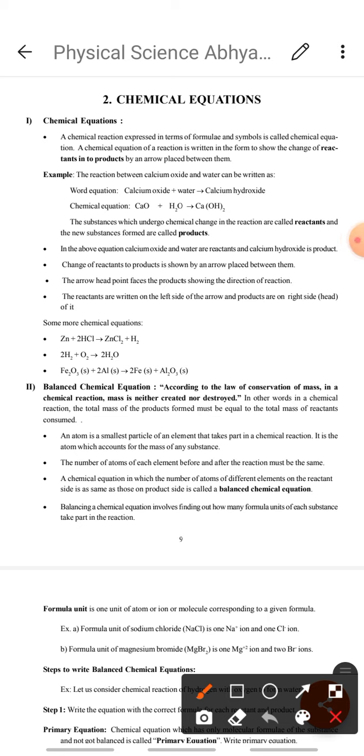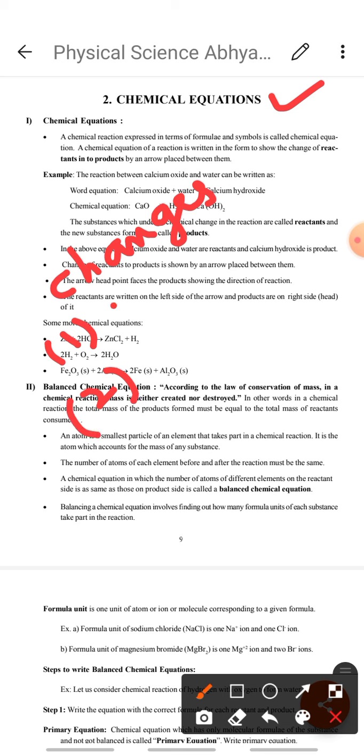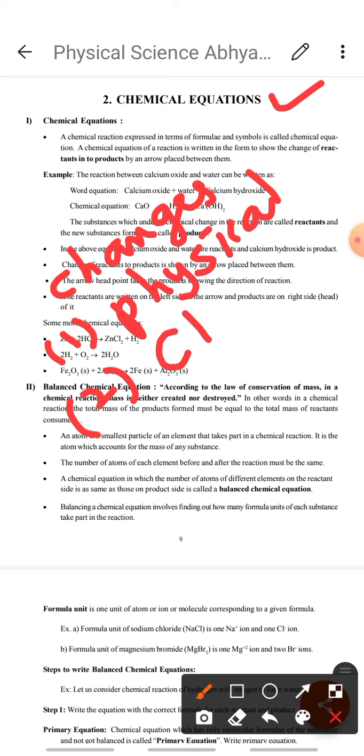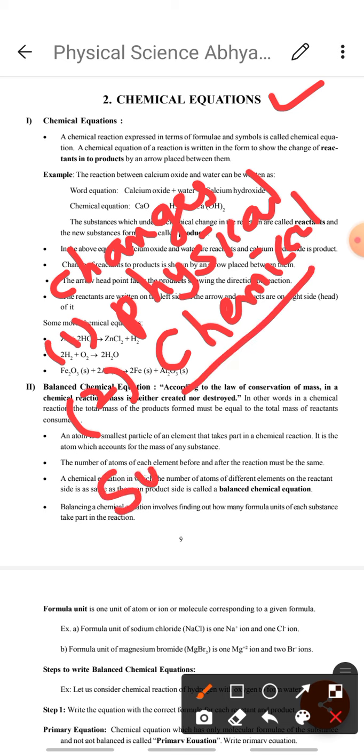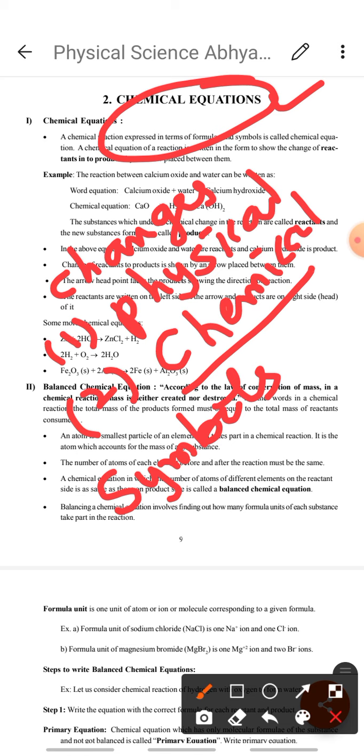In 10th class physical science subject, the second chapter is chemical equations. Before going to learn chemical equations, we must know about the changes. Generally, changes are two types. One is physical change, another one is chemical change. This chemical change is represented with symbols or called chemical equations.